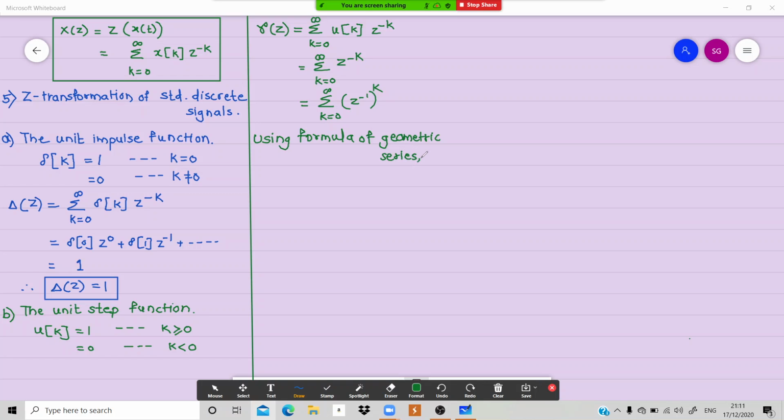Okay, I'll just write the formula in words. Total summation is equal to first term divided by one minus common ratio.